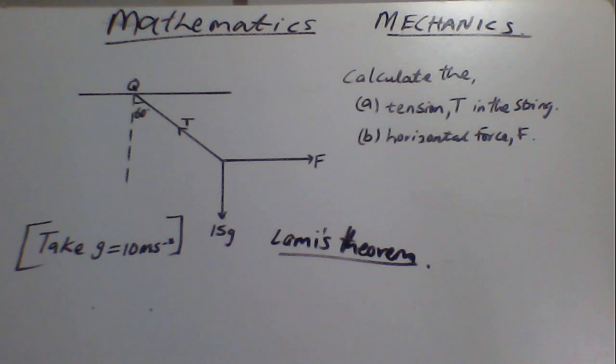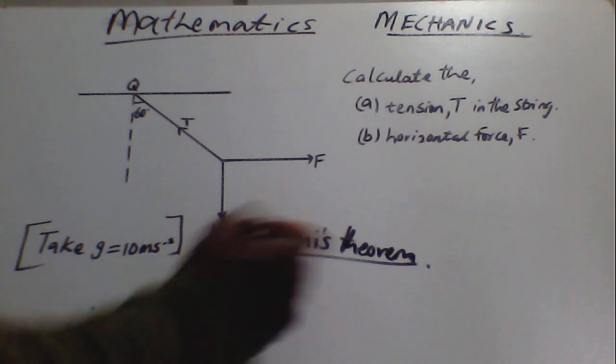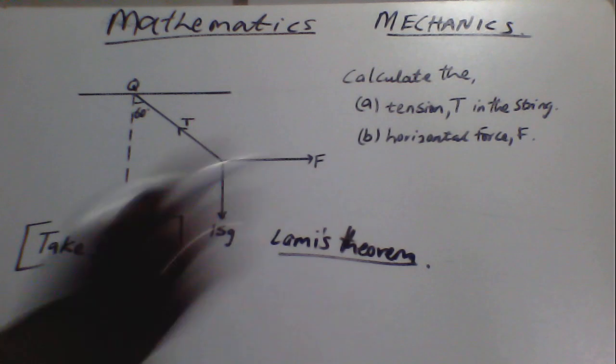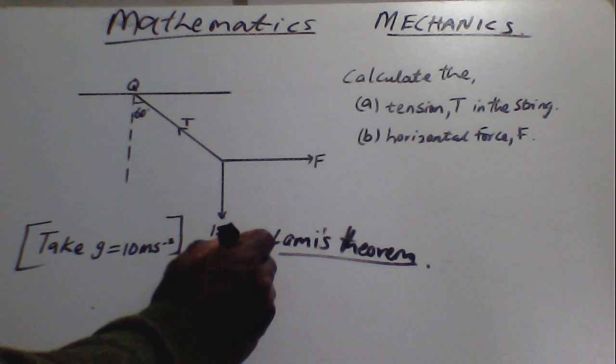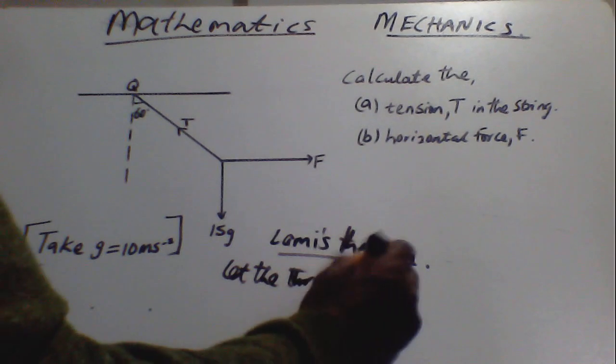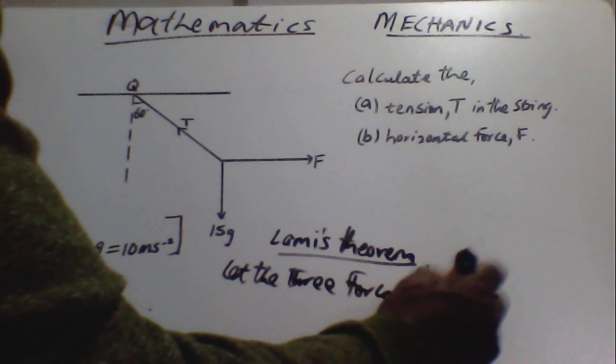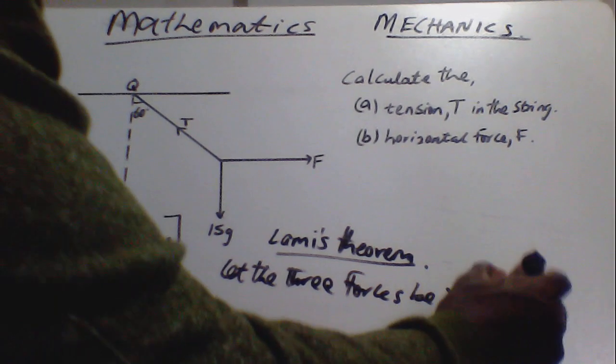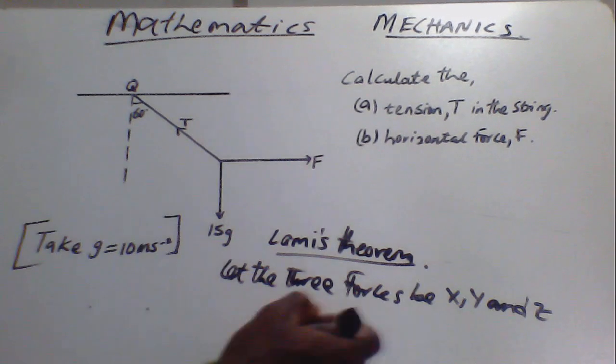Lami's theorem states that when three forces acting at a point are in equilibrium, then each force is proportional to the sine of the angle between the other forces. That is what it states. So in this case, let the three forces be X, Y, and Z.